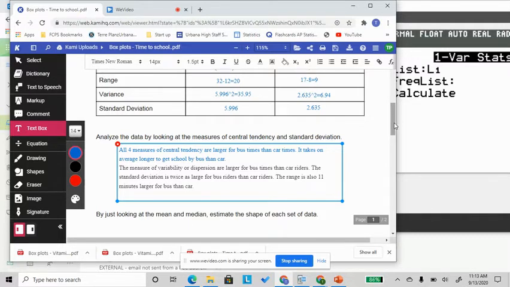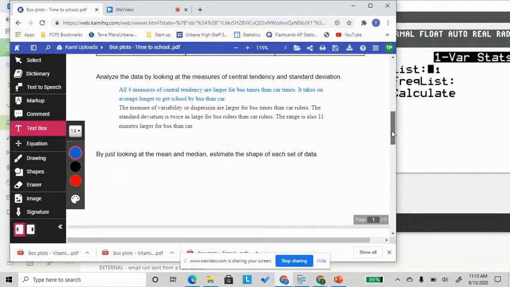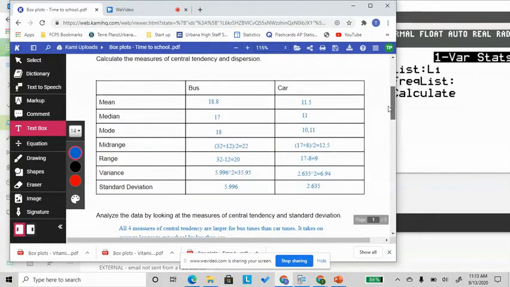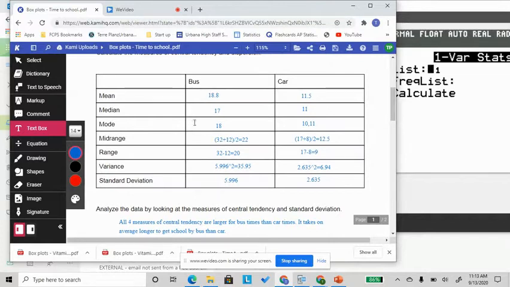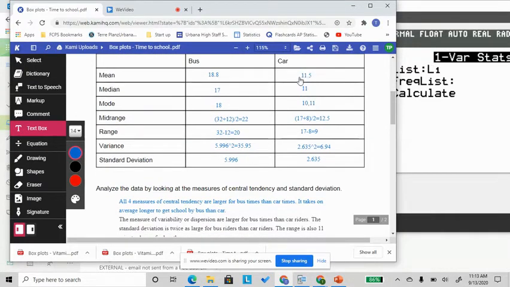Alrighty, so now it says, next question. By looking at the mean and the median, estimate the shape of each of the data sets. Okay, so let's look at this. The mean of the bus is 18.8, and the median is 17.7. This one is a little bit bigger. This seems to be more symmetric because the mean, median, and mode are all almost around the same place. This would be a slight skew to the right because this is bigger.